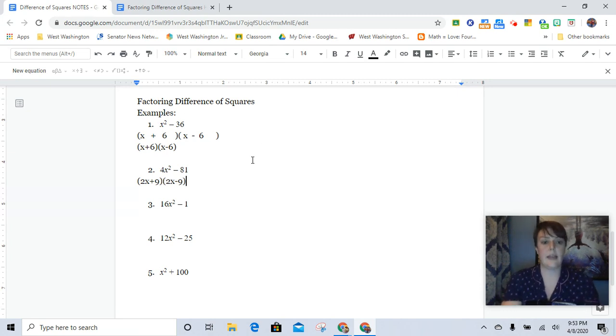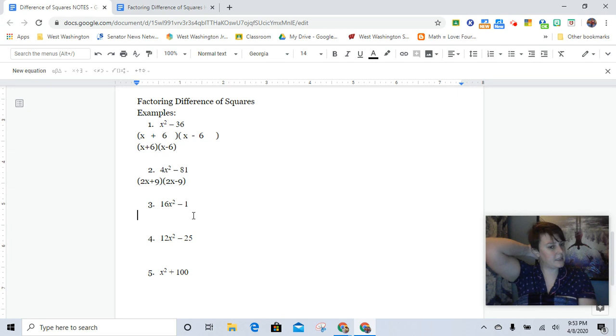minus 9. So again, the square root of the first term goes in the first spot on the binomial, plus and minus, automatic minus sign, right? Plus and minus. And then the square root of the second term, which is 9. Okay, great. Moving on.